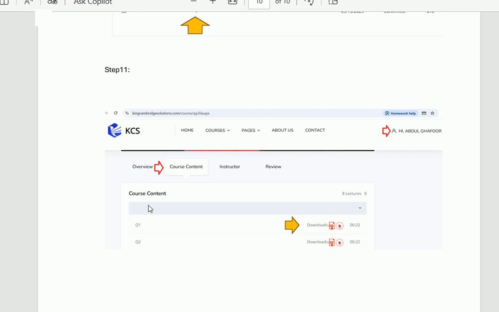In this interface, there are two icons. One is the file icon. When you click the file icon, you will download the solution in PDF form. And when you click on the video icon, a video file having the solution of the question will be downloaded. In this way, every question has a PDF file and video file for the solution.